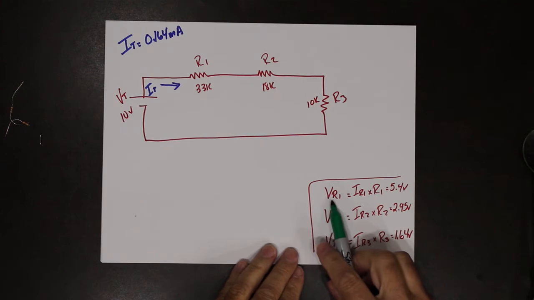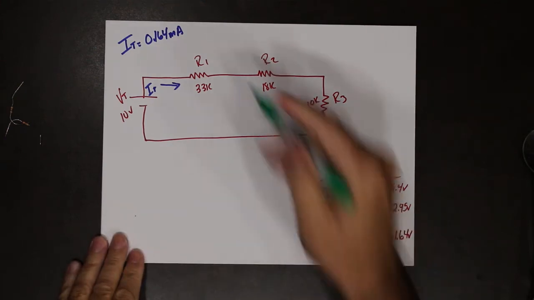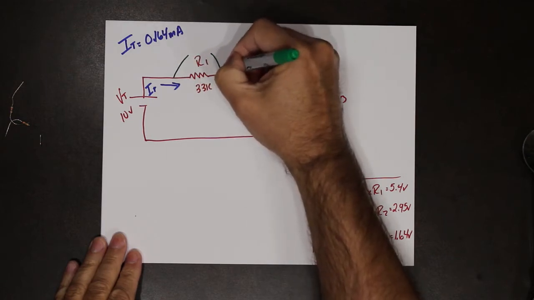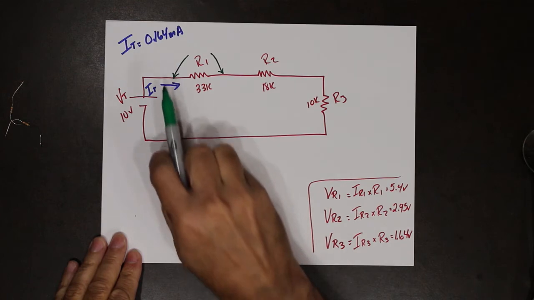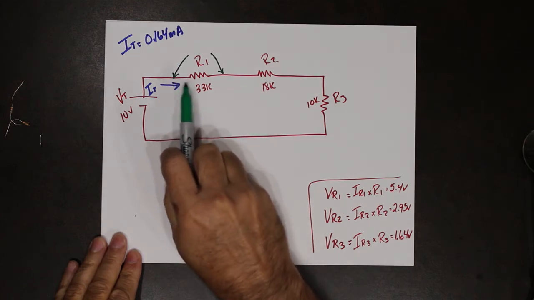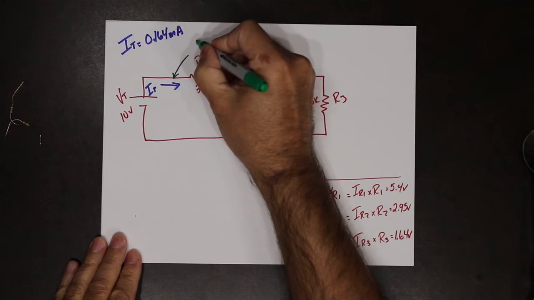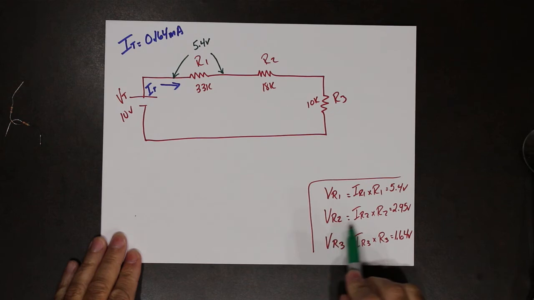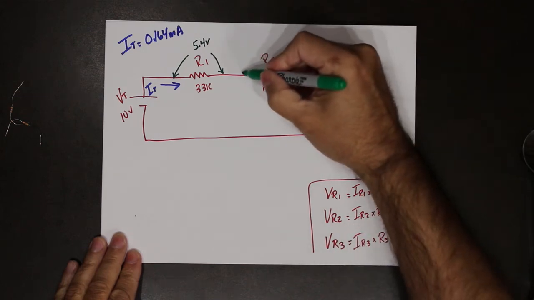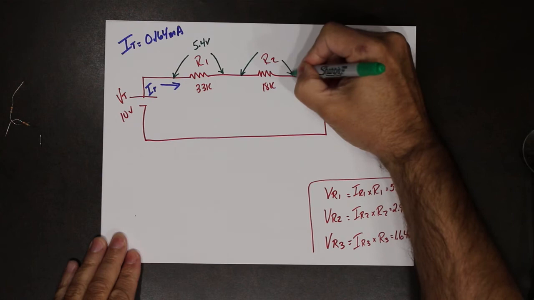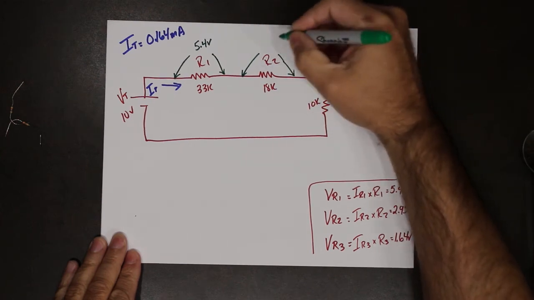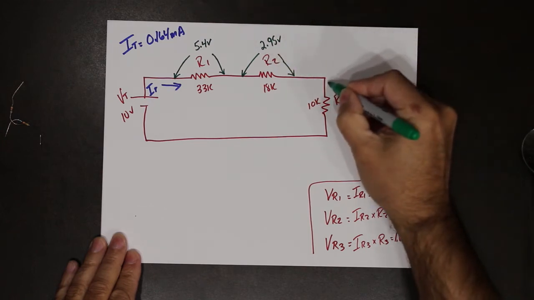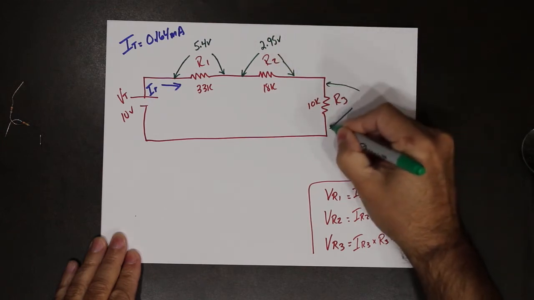What does voltage R1 represent? Well, it represents a voltage drop, a potential difference from one side of the resistor to the other side of the resistor. 5.4 volts. VR2, what does it represent? It represents a voltage drop from one side of the resistor to the other. 2.95 volts. And the same thing here.